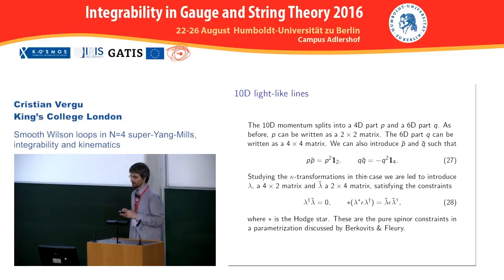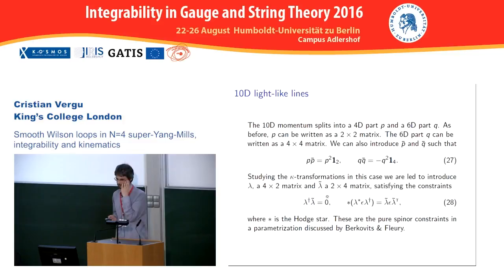And studying the kappa transformations in this case, and I'm not going to go through the derivation, leads us to introduce two matrices, lambda, which is a 4x2 matrix. So this lambda is different now from the lambda I was discussing before, which was just a two-dimensional spinor, and a lambda tilde, which is a 2x4 matrix. And these two objects satisfy these constraints.